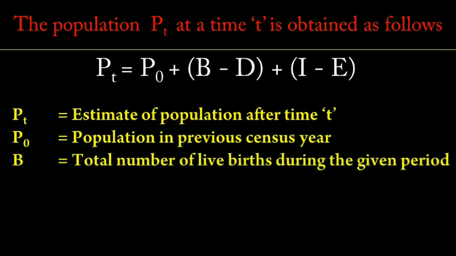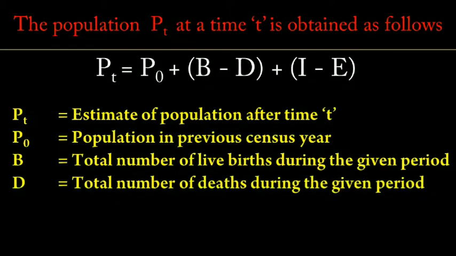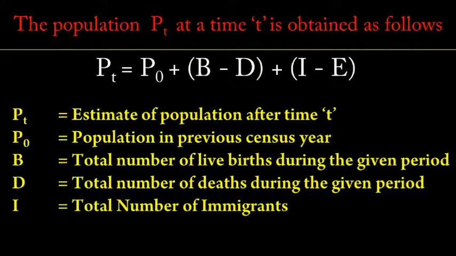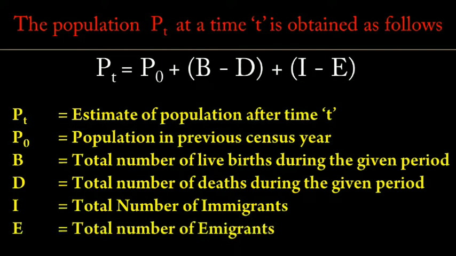plus B, which indicates the births. After the census was conducted, the number of births that occurred in the locality, minus the number of deaths after the previous census, plus I, the number of immigrants after the previous census, minus E, the number of emigrants. So based on this formula, you can find the population for any of the years.